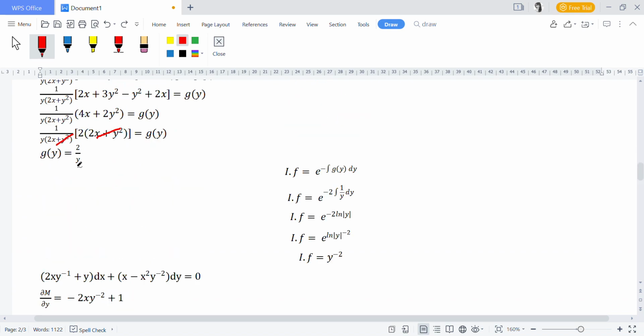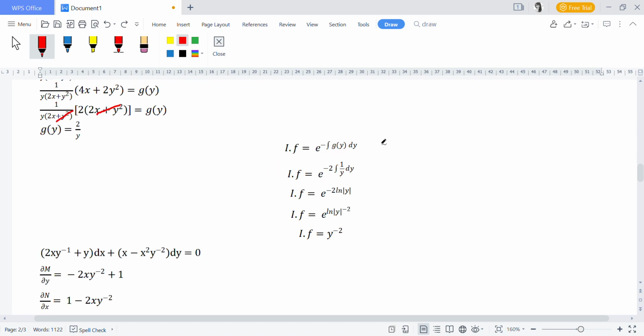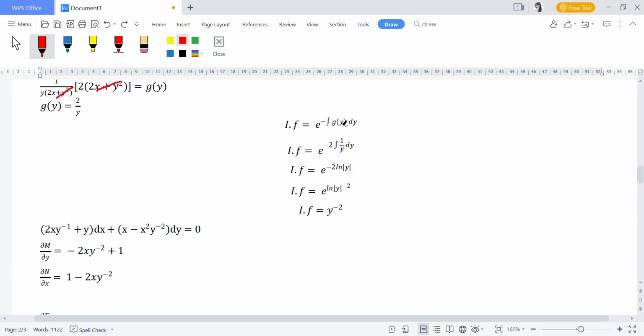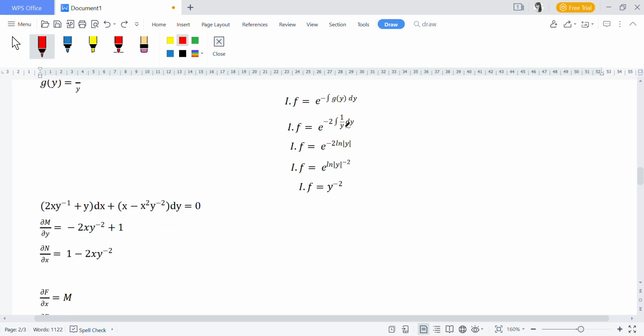This is now our value of g of y. Now, let's solve for the integrating factor using this one. So our integrating factor is equivalent to e raised to the negative integral of g of y dy. Now, since we have the value of our g of y, we're just going to put that here. And since negative 2 is a constant, we'll move that out. So what remains is negative 2 times the integral of 1 over y dy.